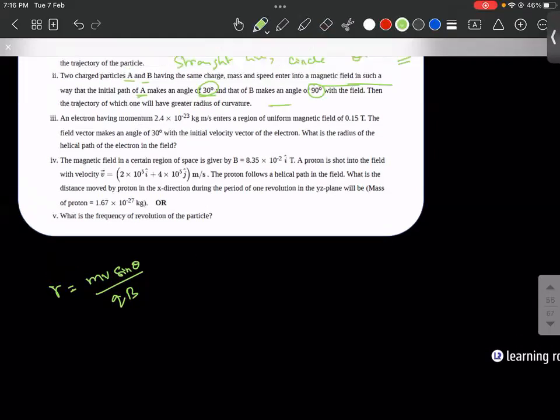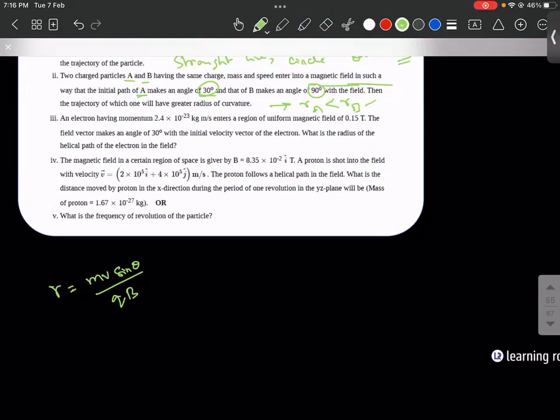So I want you to make a note. RA is greater than RB. Sriram, please write it down. RA is greater than R... sorry, RB is greater than RA. RA is less than RB. This should be the answer. RA is less than RB.